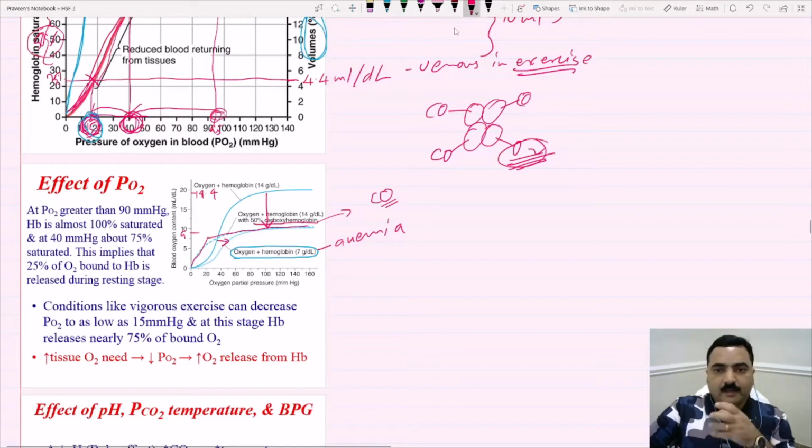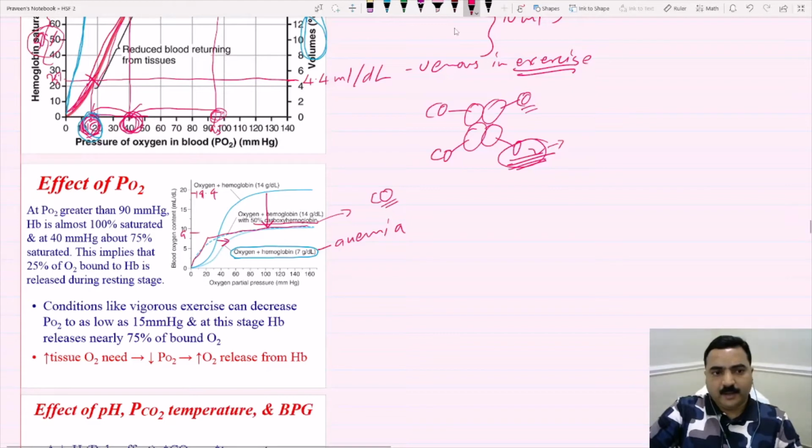Okay, so until then, that oxygen cannot be released from the hemoglobin until the partial pressure is very low for the oxygen. That's why it becomes very difficult for the oxygen to be released in the case of carbon monoxide poisoning. Okay, so effects of PO2.